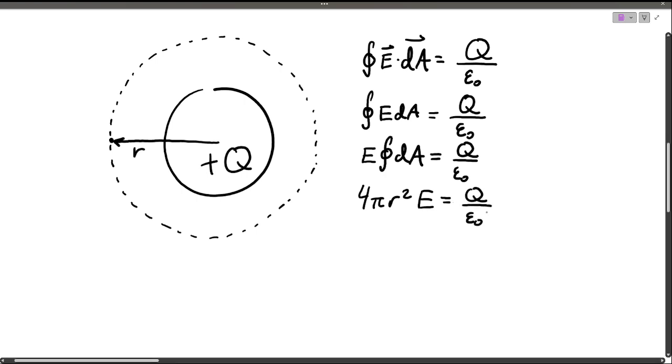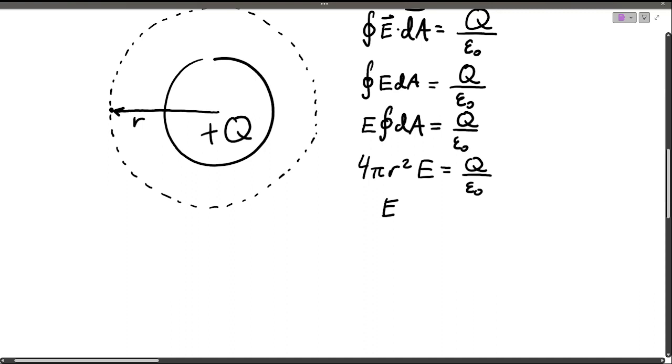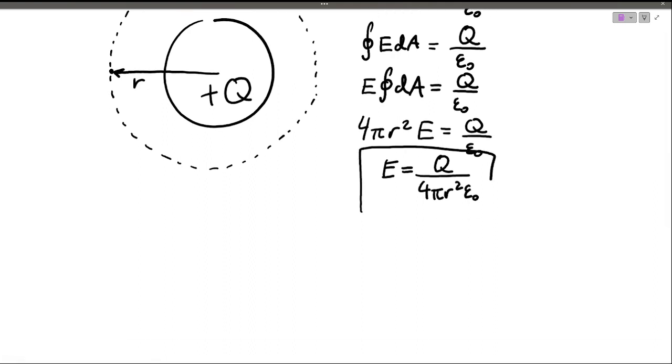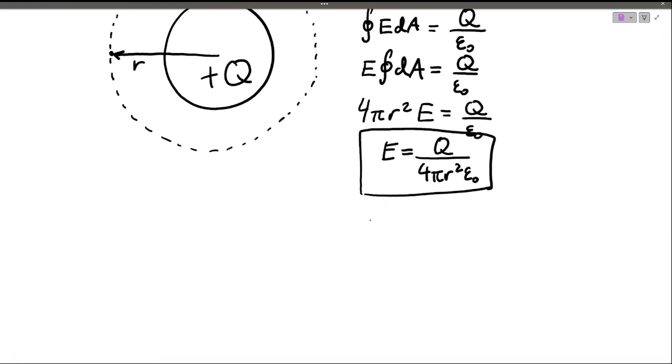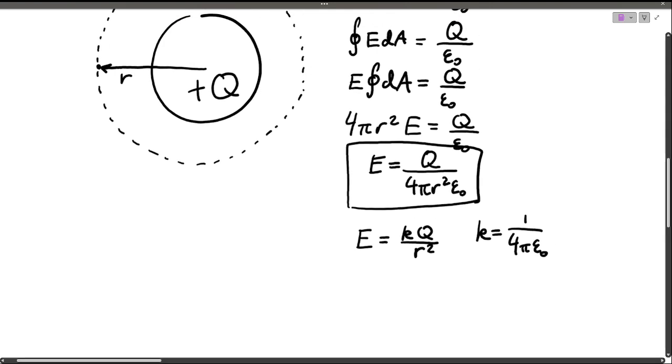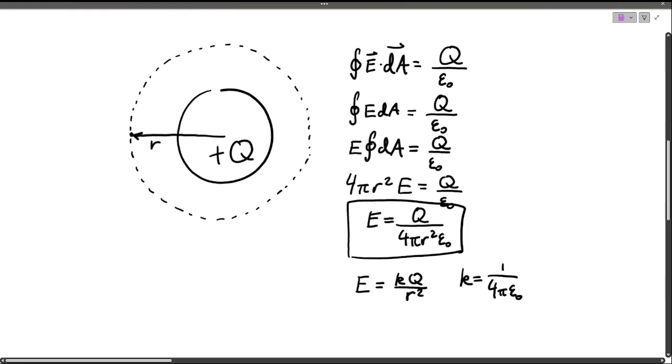Now we can just algebraically manipulate this little equation to find that the E field at this point is equal to q over 4 pi r squared epsilon naught. And this is a perfectly valid equation, but you might be more familiar with it in another form, which is just E is equal to kq over r squared, since k is equal to 1 over 4 pi epsilon naught. But in any case, with that, you've basically successfully derived the E field around a charged sphere just using Gauss's law.